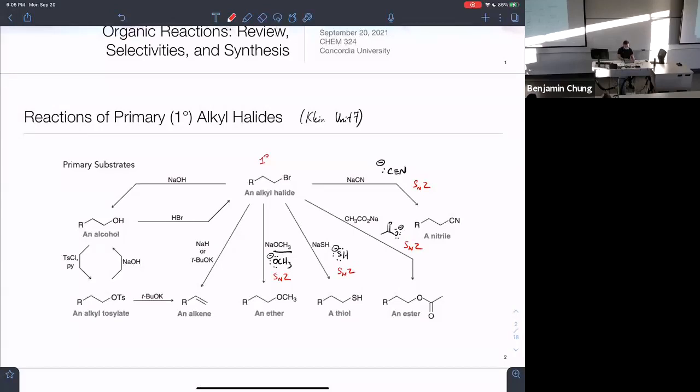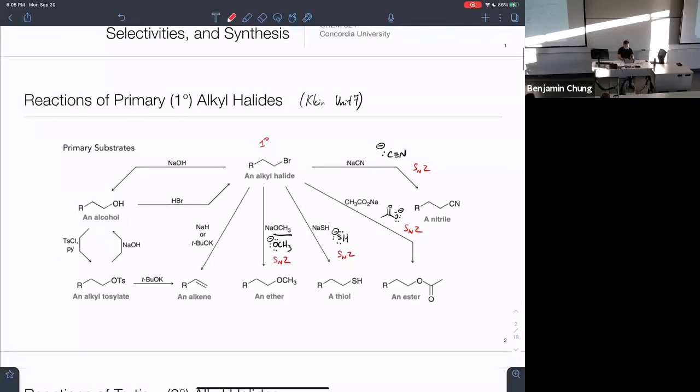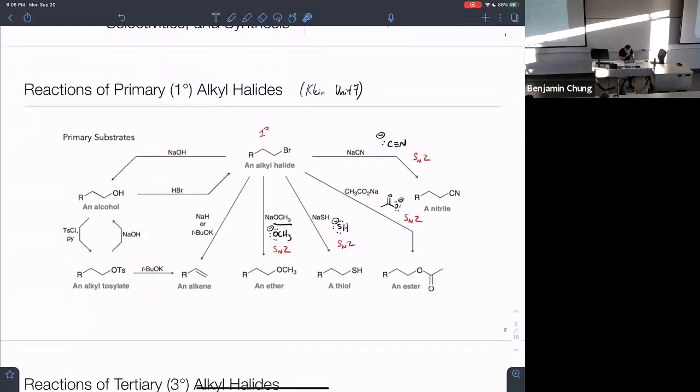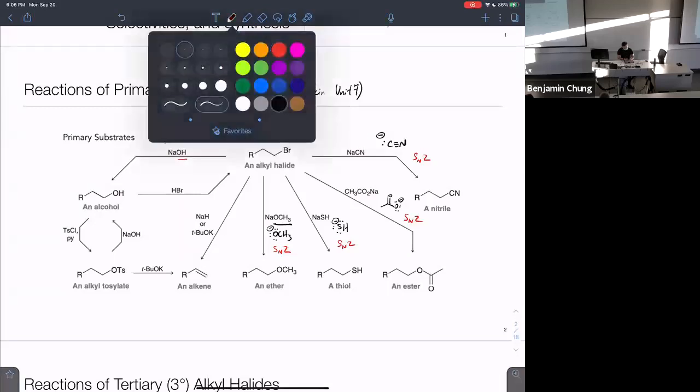Okay. In any case, it is expected that you guys would know these reactions. If you do need any more supplemental reading, I would point you to Klein chapter 7, which goes through all of these SN2 reactions and the other ones that we'll talk about later as well. Okay. So we also have another SN2 reaction here. Here, hydroxide can also act as a nucleophile.